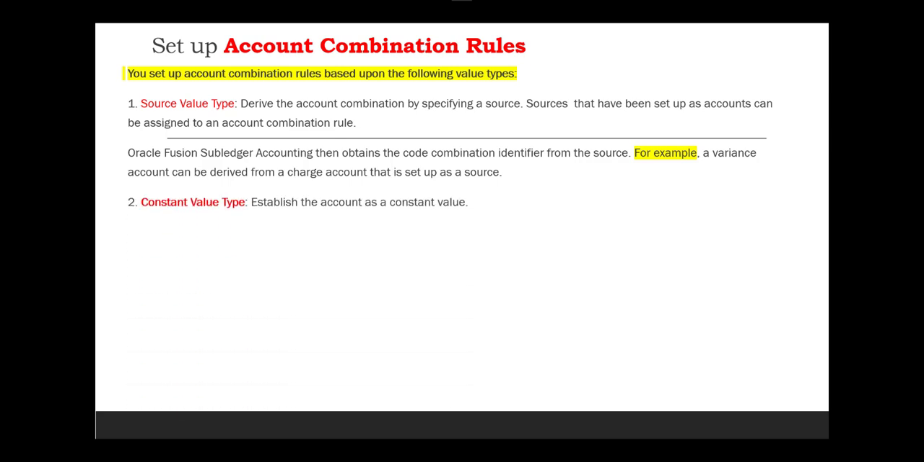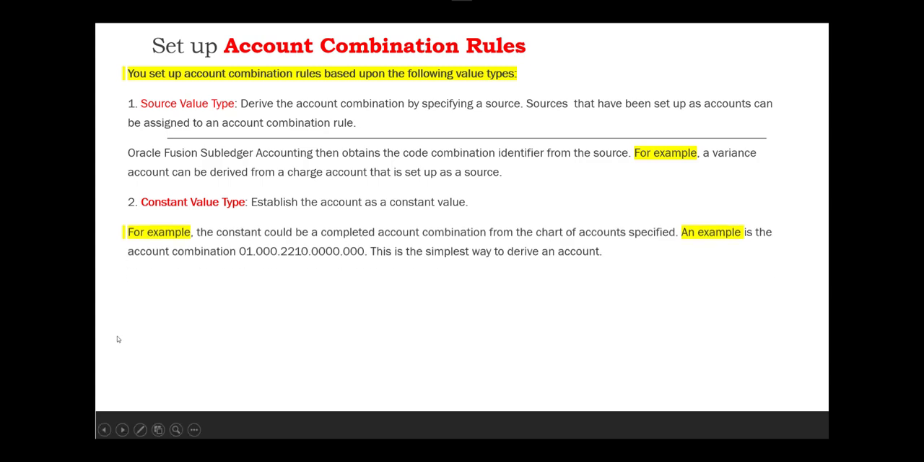Constant: you create an accounting rule for a specific segment to be a specific or constant value. For example, the constant could be a complete account. An example here is that this account combination is a constant value for the account code combination, or you can choose a specific segment with a specific value to be a constant. Also, we will see it later.